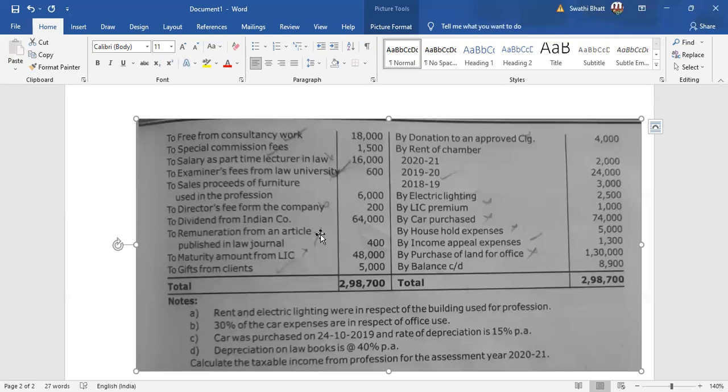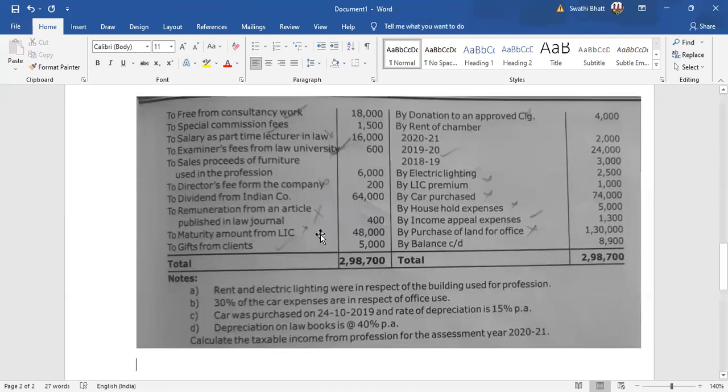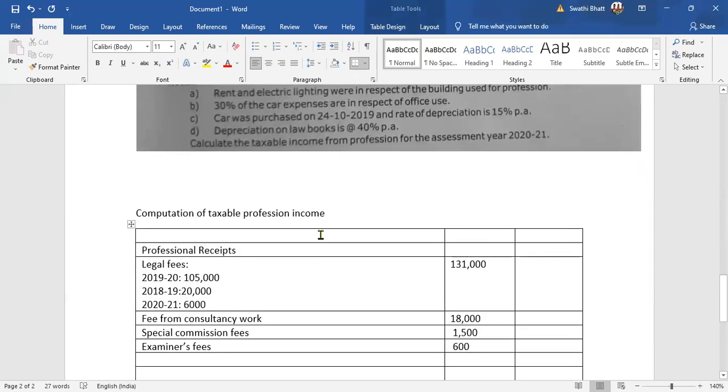Next one is remuneration from an article published in law journals. That is definitely related to his profession itself, because he is publishing it in a law journal. It is related to his profession and he is getting remuneration for the same. So we'll record it: remuneration from an article published. The amount that we have is 400.